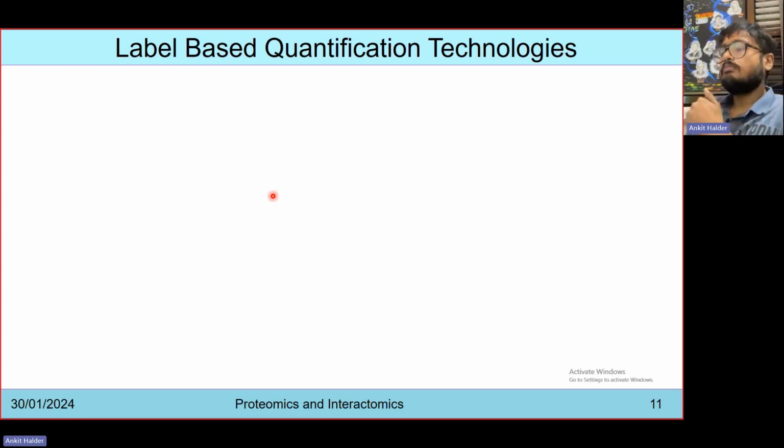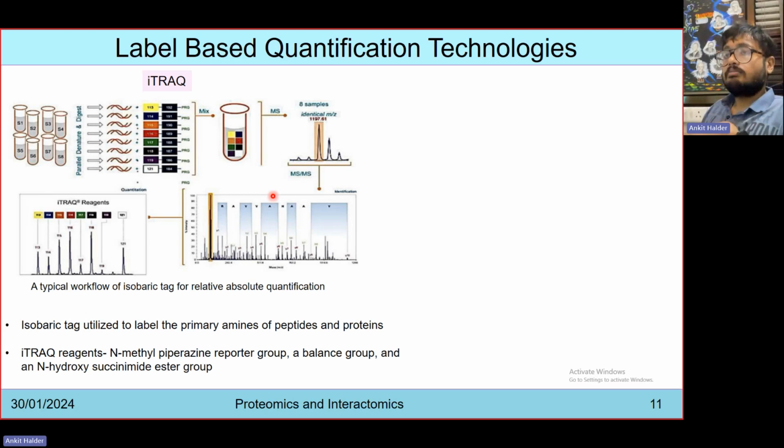Now there are approaches which help us to quantify those particular proteins from the samples. One is the label based quantification, or the quantitation methods, of which the first is iTRAQ. iTRAQ is the isobaric tag for relative and absolute quantification.